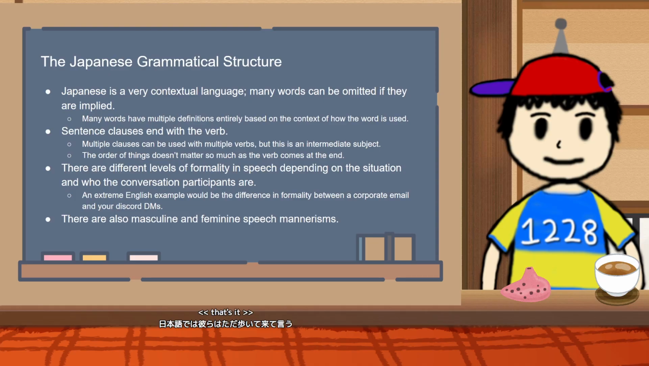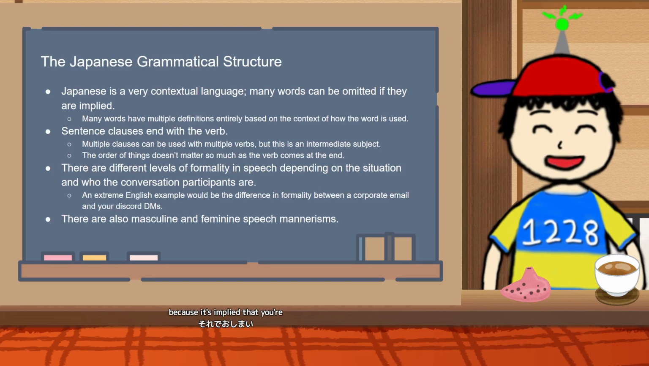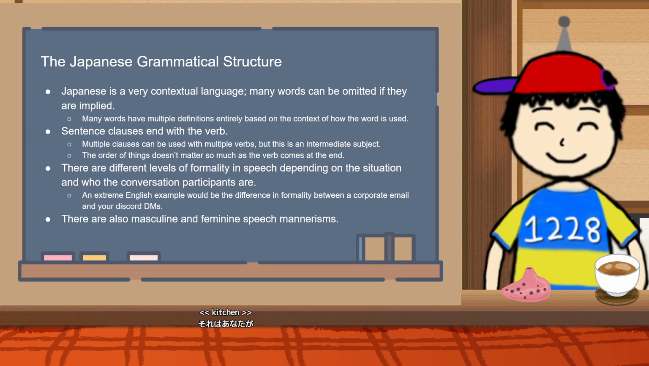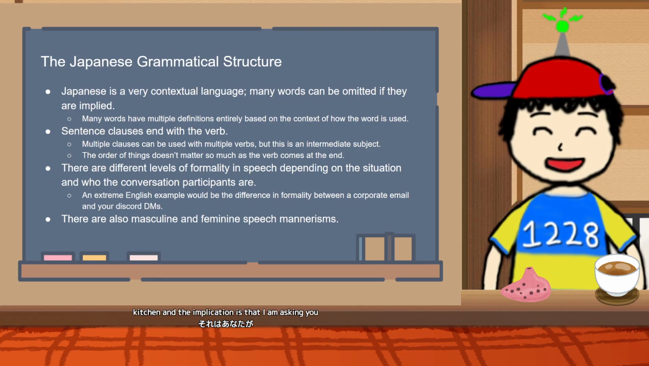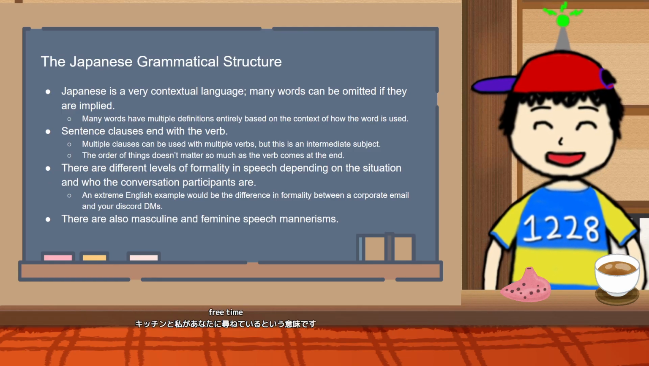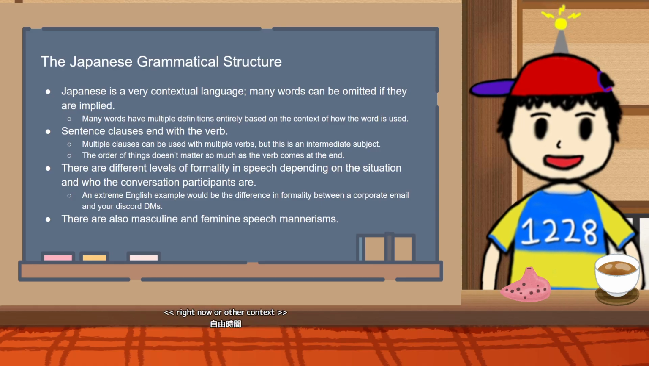That's it. Because it's implied that you're saying free time. It's a question, and the implication is that I am asking you if you have free time, probably right now, or other contextual clues. The most common omission is the self-pronoun.